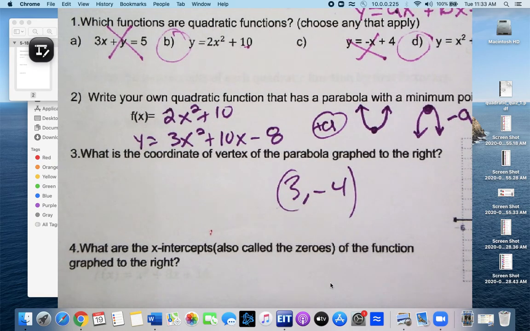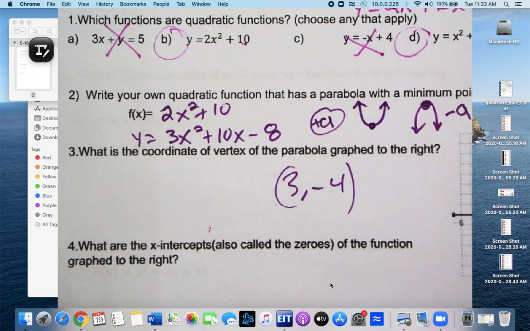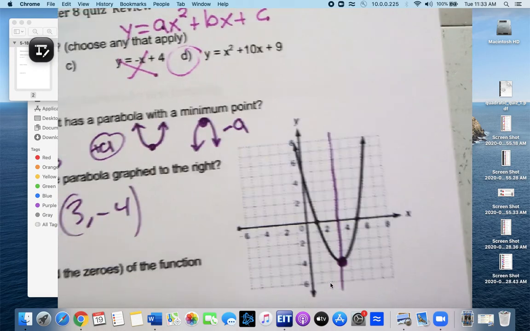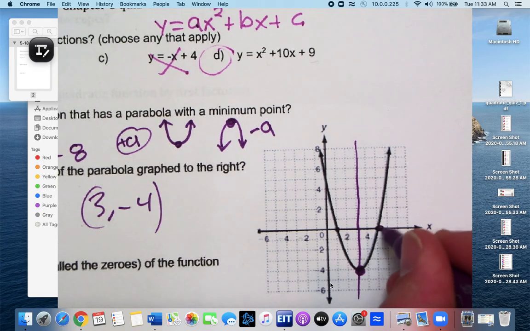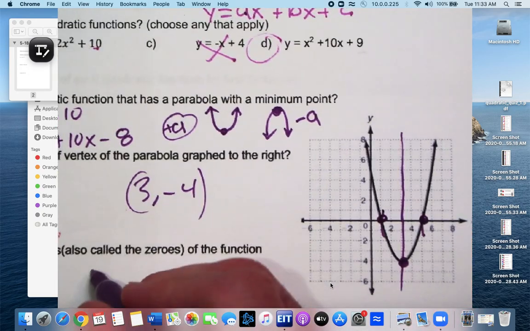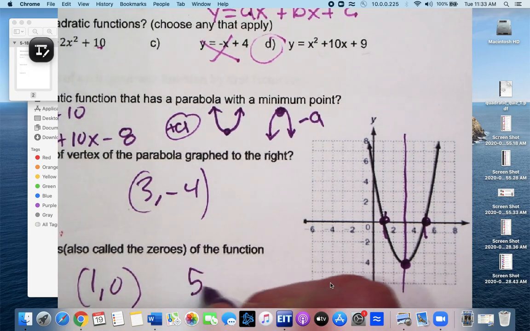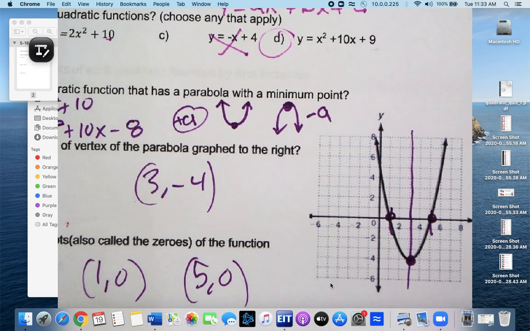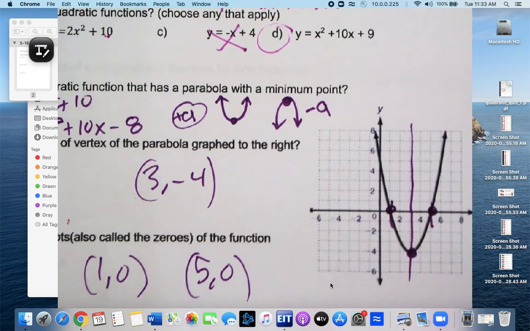Question 4 says, what are the x-intercepts? They're also called zeros. We'll talk more about it later. Of the function graph to the right. So, what are the x-intercepts? They're here and here. So that would be 1, 0, and 5, 0. That's it. X-intercepts are pretty easy if you have the graph and they're on whole numbers.